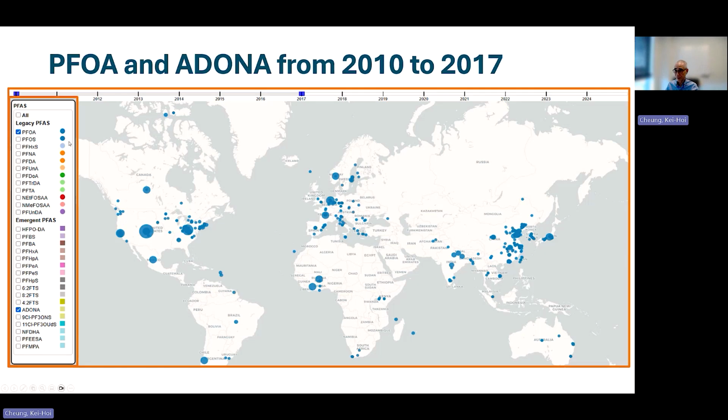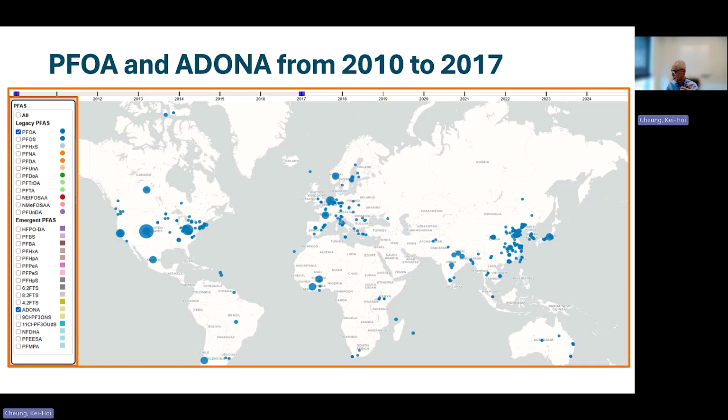So in terms of display, the legacy PFAS are represented by circles, and the emerging PFAS are represented by rectangles in different colors. So in this case, I select only two PFAS chemicals to look at. One is one of the legacy PFAS chemicals, which is PFOA. The other one is a replacement of this legacy PFAS, which is Adana. So this is a shorter chain PFAS chemical, which is Adana.